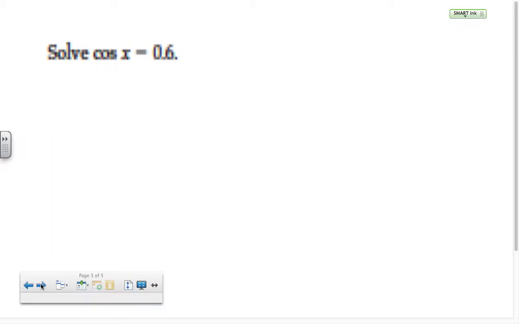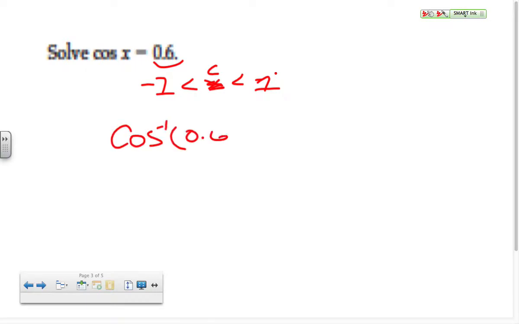All right, so it says solve cosine of x equals 0.6. The first thing I want to check is where this falls. It is between -1 and 1, so since the c value is between -1 and 1, we can definitely find a solution. I'm going to use my calculator to take the cosine inverse of 0.6 and see what my calculator spits out.